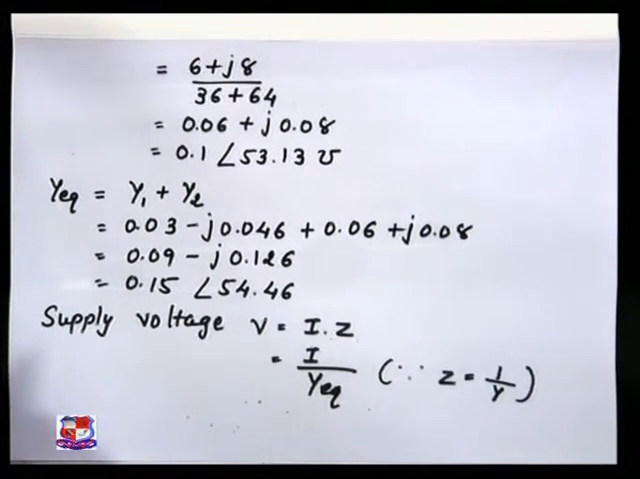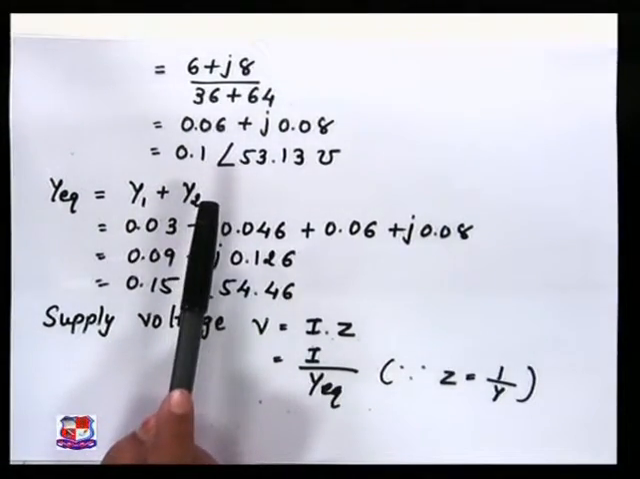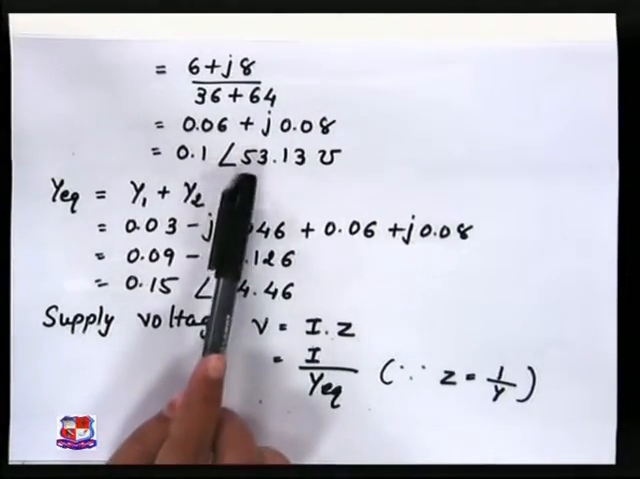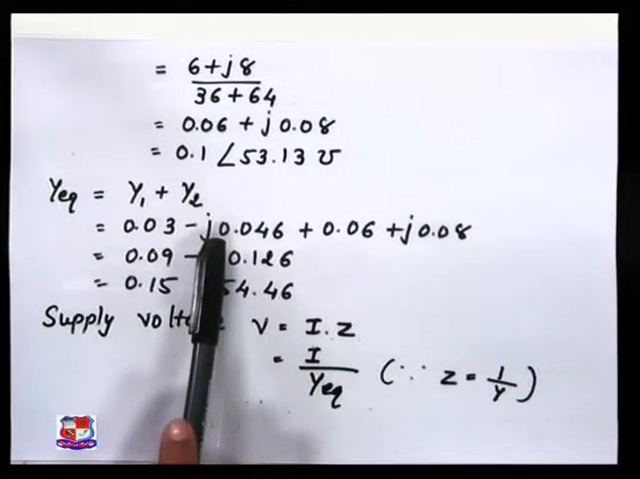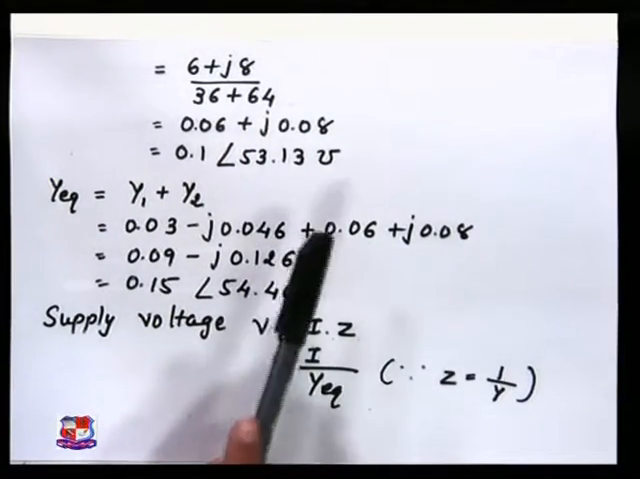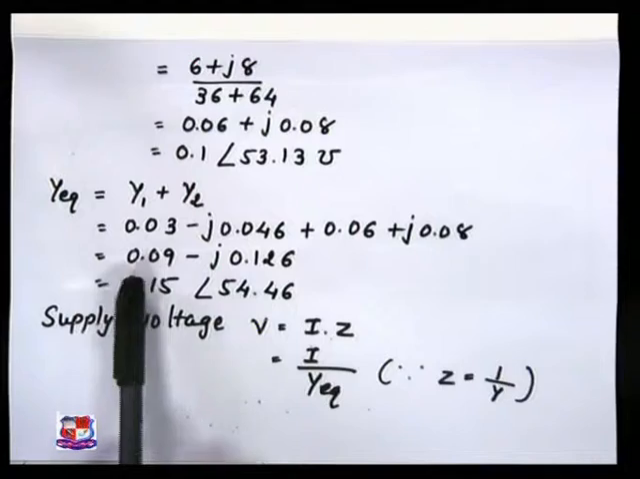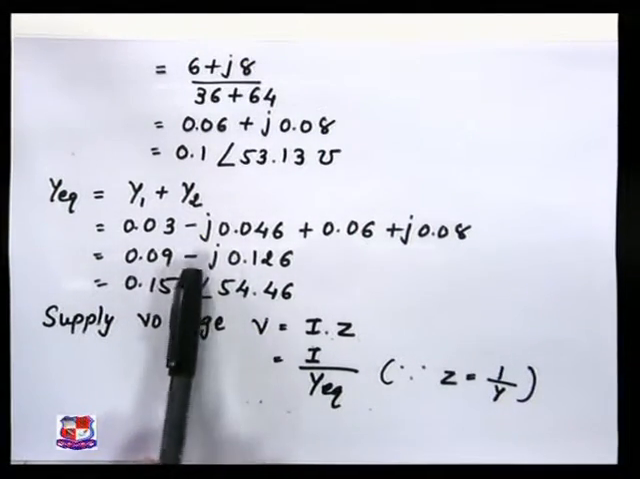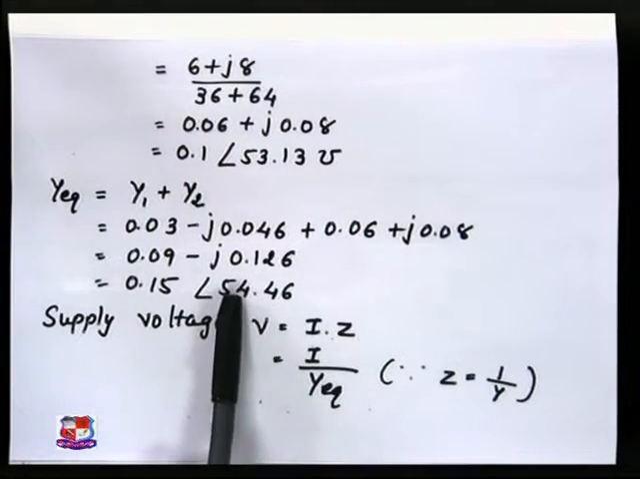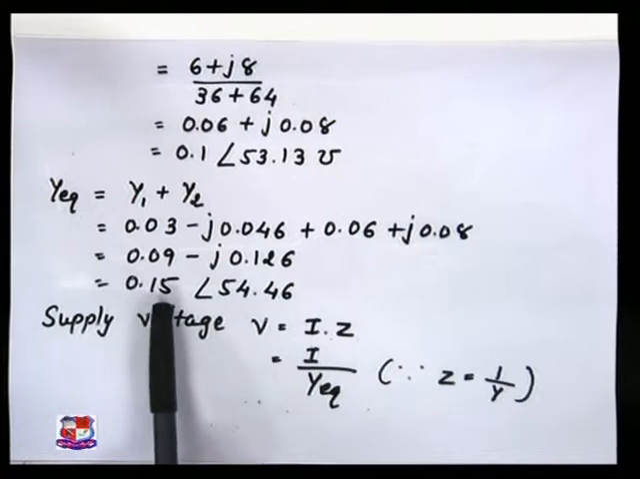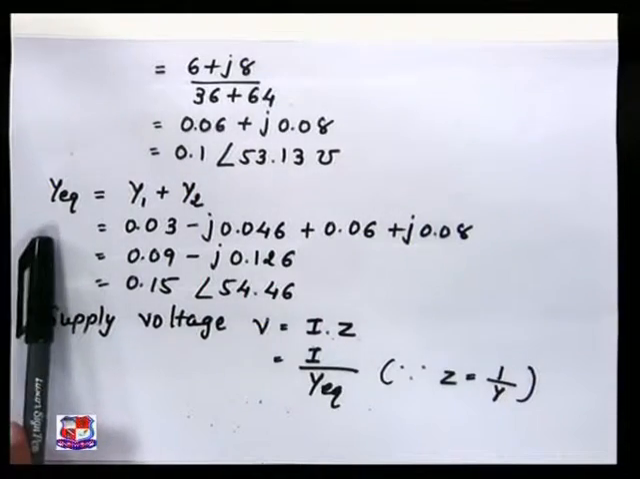For that you have to find the equivalent value of the admittance, Y equivalent, which is equal to Y1 plus Y2. Y1 and Y2 is already known, so it is 0.03 minus j 0.046 plus 0.06 plus j 0.08. So it is equal to 0.09 minus j 0.126. Again convert it into polar form. So your answer is 0.15 angle 56.46. So Y equivalent is known to us.